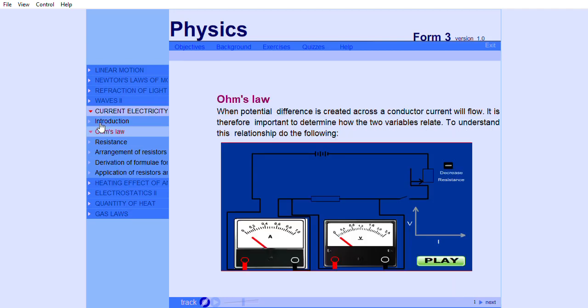Ohm's law. When potential difference is created across a conductor, current will flow. It is therefore important to determine how the two variables relate. To understand this relationship, do the following. Note the initial reading by the ammeter and the corresponding reading on the voltmeter. Then adjust the rheostat by either increasing or decreasing the resistance using the play button provided to obtain 5 pairs of the current and voltage readings. Plot a graph of voltage V against current I.